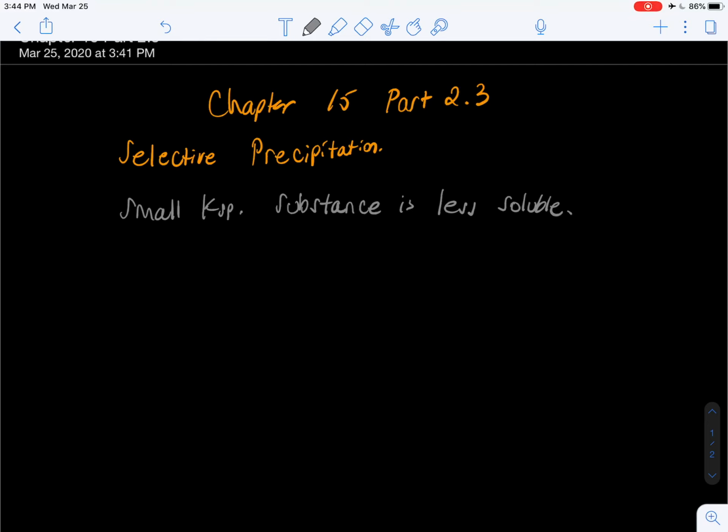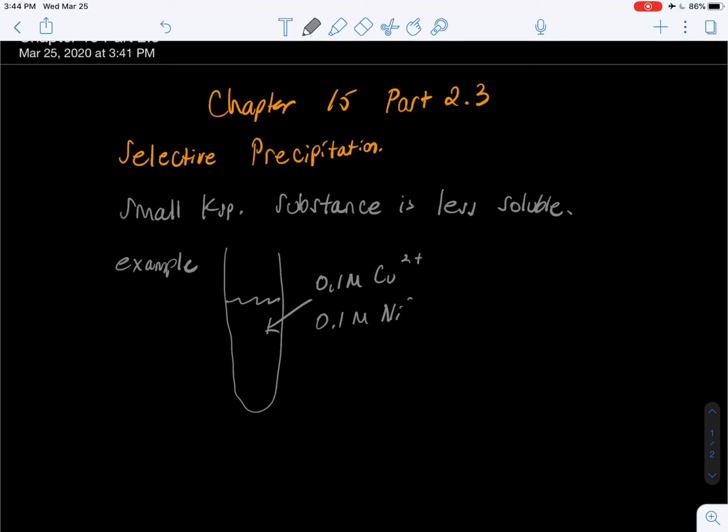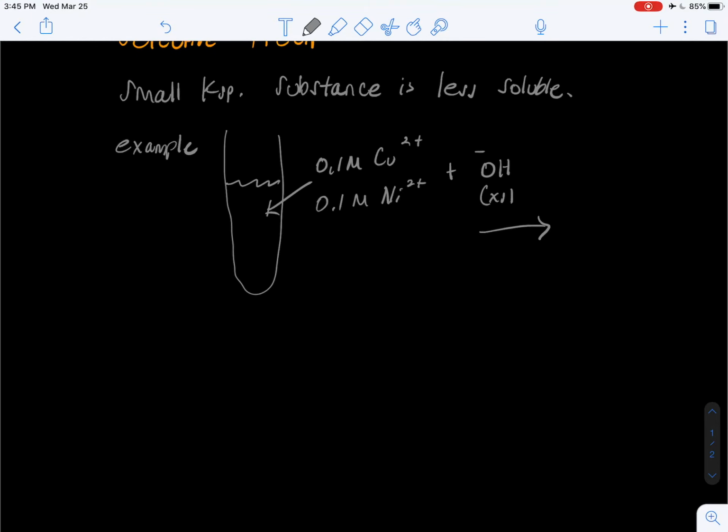Okay, so as an example, let's say I have a test tube that contains in here 0.1 molar copper 2 ion and 0.1 molar nickel 2 ion, okay? And I want to add hydroxide ions to this, excess, and I'm adding it dropwise and so on. And I'm wondering what is going to precipitate first. I know that this reaction could happen.